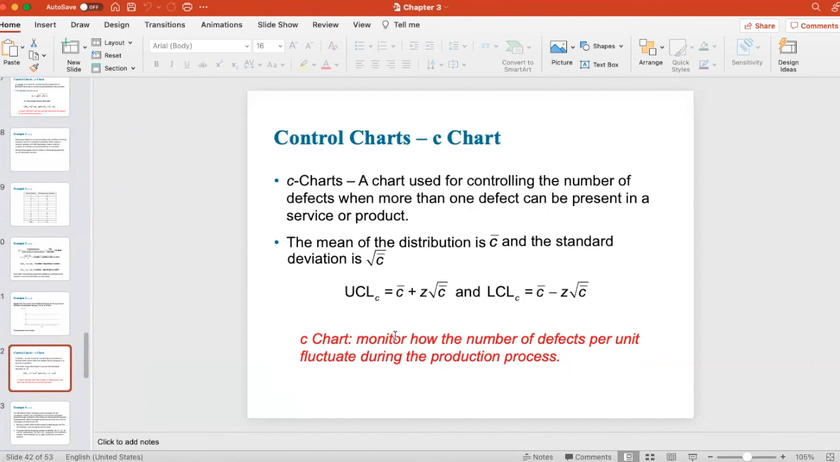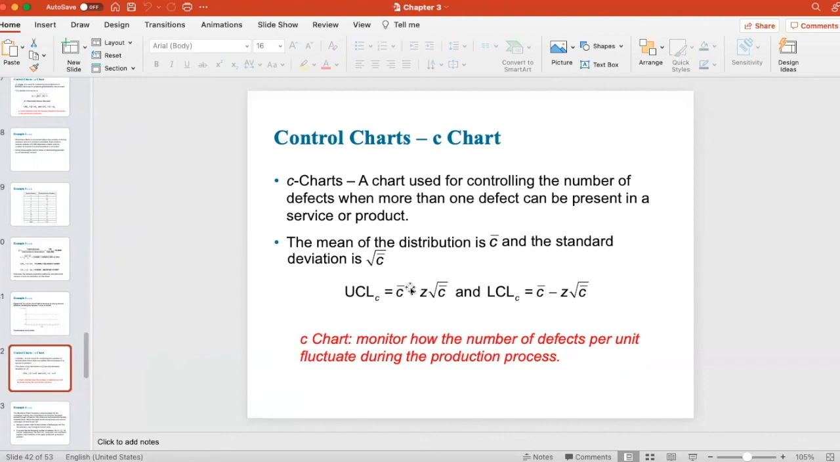So if we try to monitor how the number of defects per unit fluctuates during the production process, we use the C chart. And you can clearly see that when we calculate both UCL and LCL within the C chart, this equation is also different. But if you look at every element, it will be very similar to what we just mentioned for the P-bar chart, all right? First of all, here we have this C bar, okay? C bar basically is the mean of the distribution. I will use an example to follow this solution. What is the meaning of the mean of the distribution?